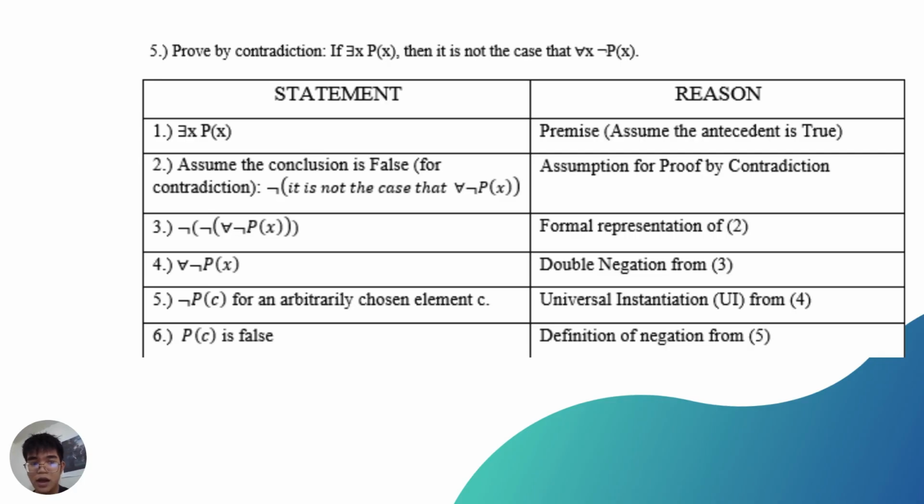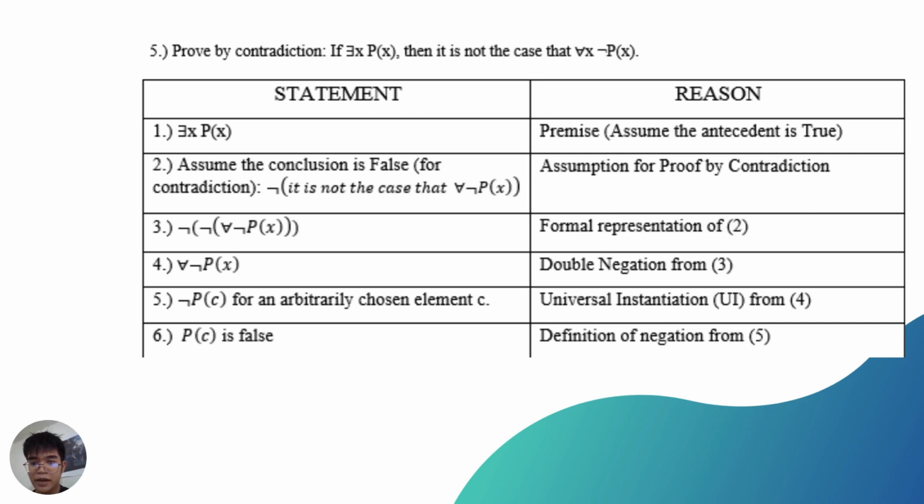Next, we assume the conclusion is false for contradiction. For all x, not p of x is true. Now we assume the negation of the consequent is true. And this is the reason, the assumption for the proof by contradiction.